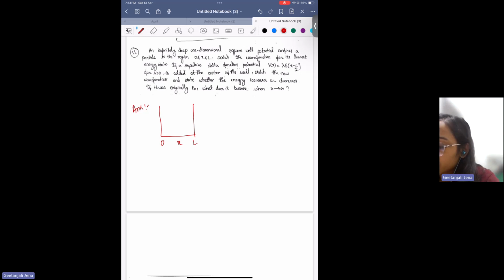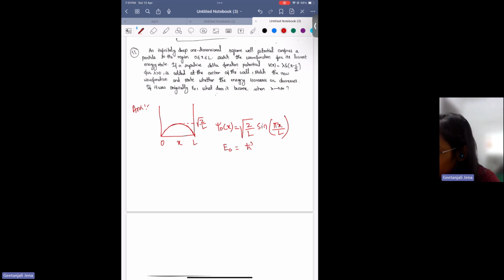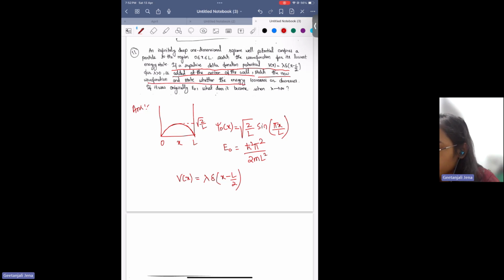Now it is telling us to sketch the wave function for its lowest energy state. For the lowest energy state, we have a sine curve and the maximum is root over 2 by L. So the ground state wave function is psi 0 of x, which is root over 2 by L sin(pi x by L), and the energy is E0, which is ħ² pi² by 2mL². Next part: if a repulsive delta potential V of x equal to lambda delta of x minus L by 2 is added at the center of the well, sketch the new wave function and state whether the energy increases or decreases.